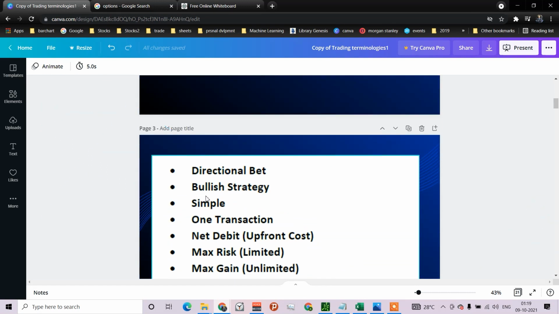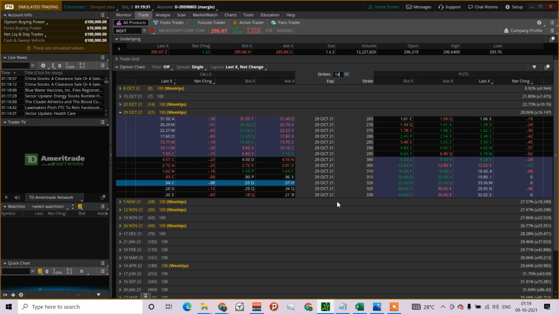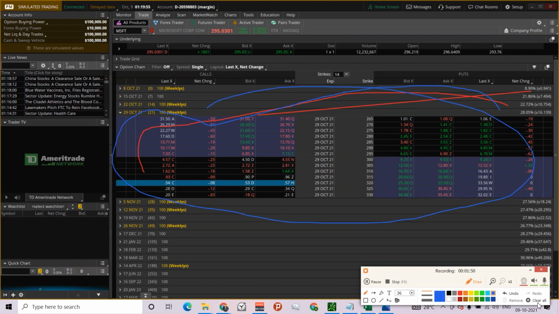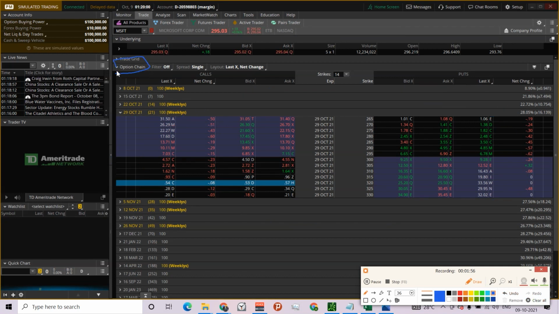Before we discuss call options in detail, it is a bullish strategy, simple, a directional bet. I want to take you directly to the terminal on the Thinkorswim platform, as you can see here. We'll be discussing a few terms, so we need to understand what we are looking at. This is what we call an option chain.